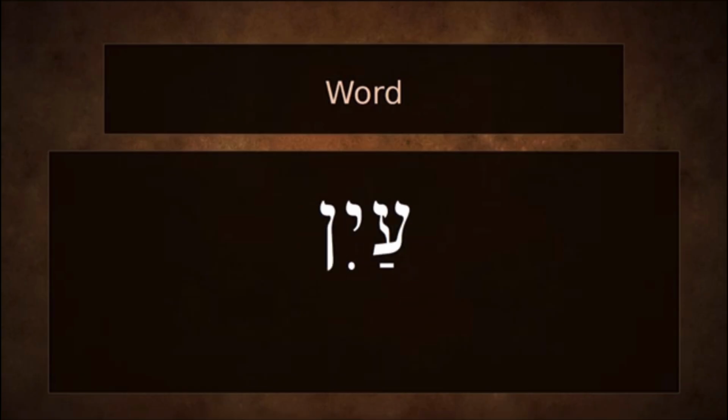This is spelled ayin with a patach, then yod with a chirik, and at the end is a final nun. Let's pronounce this word. Ayin is silent, and the patach makes ah. Then the yod is y, the chirik is I, and the nun at the end makes the sound n. Altogether, this is pronounced ayin. Ayin means eye, as in the body part that sees.